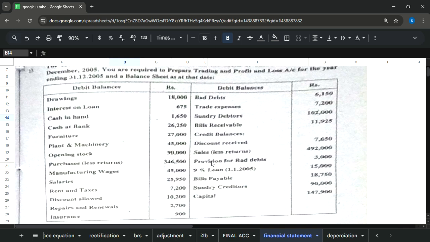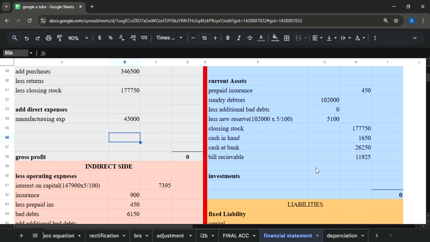Then very interesting, 9% of loan, and you remember that 675 was written on the second line. 31st December is your last date, and you have taken this loan on 1st January 2005. So for the full year, 9% needs to be calculated. Loan amount is 15,000. So slowly we will start entering it.